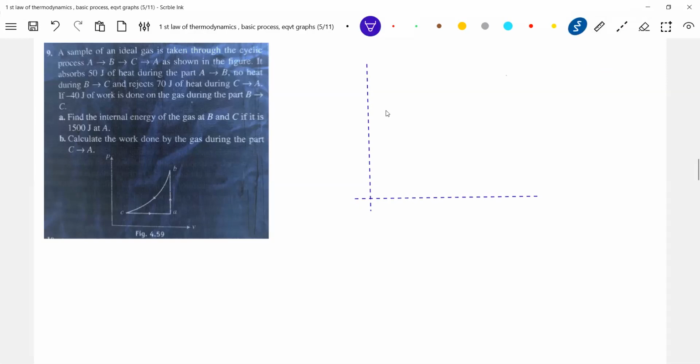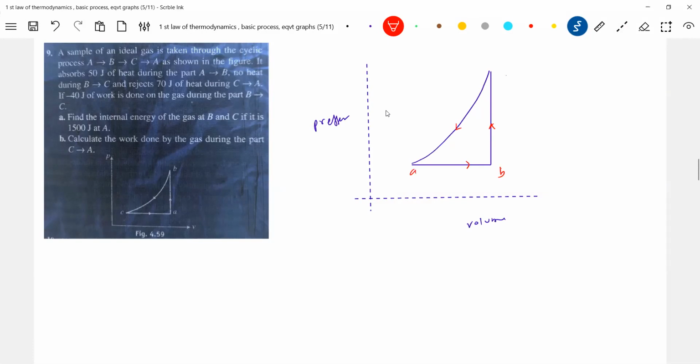Okay, there's a curve. Let it be water. So there's a pressure, there's a volume. Okay, now look at the arrows. They are like this. These are very important.